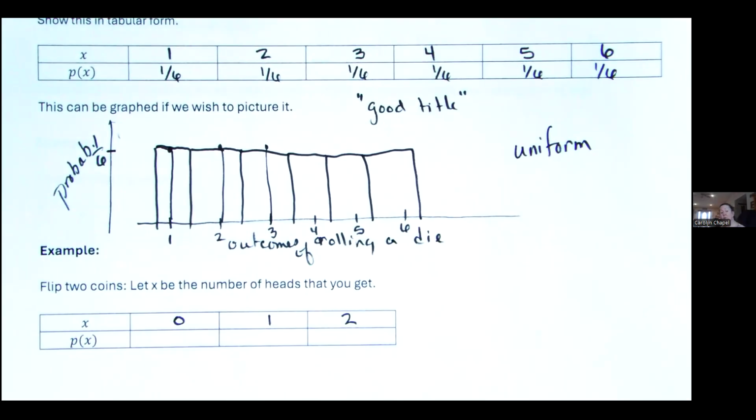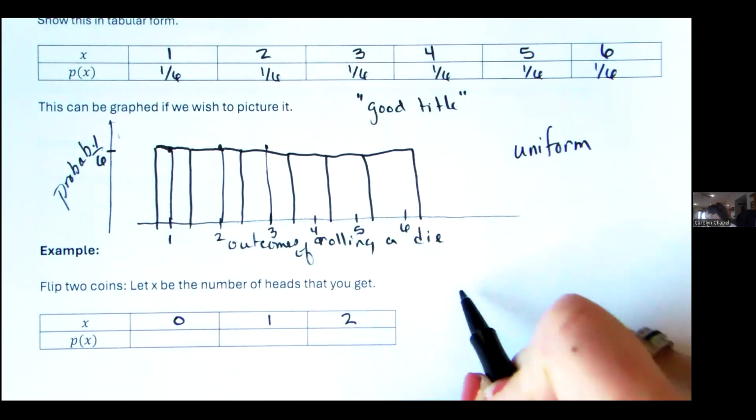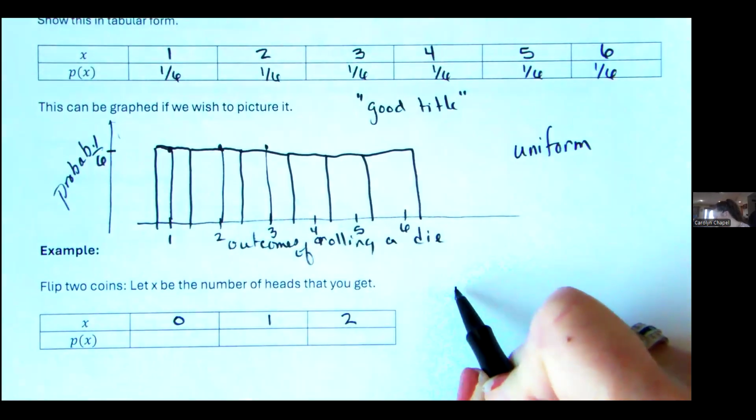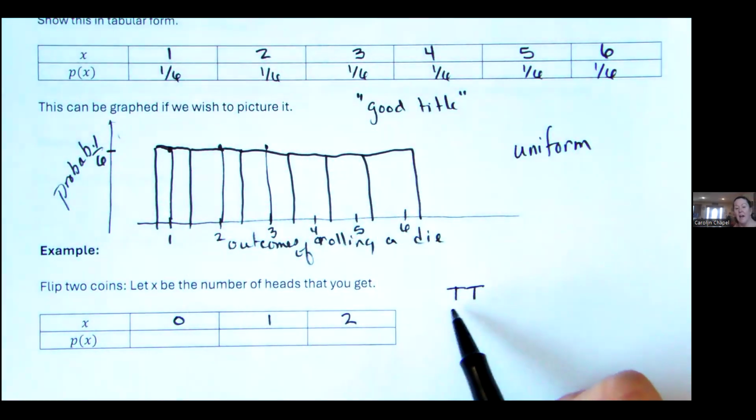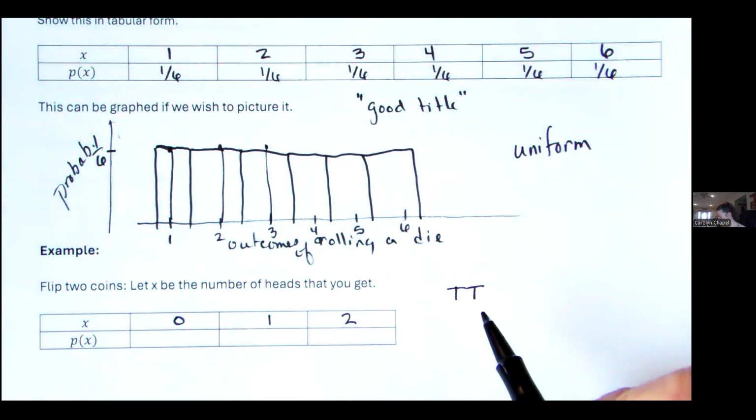Sometimes you need to write all of the outcomes down. So we could have had a tail and a tail: tail on the first one, tail on the second, or tail on the dime, tail on the nickel, or tail on the left quarter, tail on the right quarter.